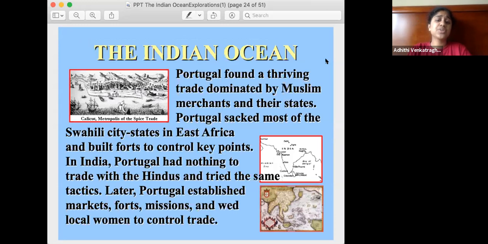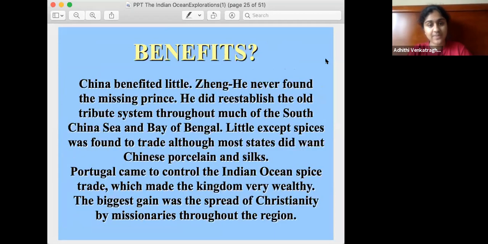The Indian Ocean. So Portugal found a thriving trade dominated by Muslim merchants and their states. Portugal sacked most of the Swahili city-states in East Africa and built forts to control key points. In India, Portugal had nothing to trade with the Hindus and tried the same tactics. Later, Portugal established markets for its missions and wed local women to control their trade.